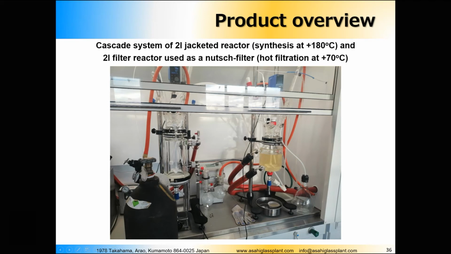So you'll have the receiver here, a 2-liter receiver, which is connected to the vacuum pump. When we apply the vacuum to the receiver, we will have the vacuum here, and due to the vacuum, when we open the bottom valve, the slurry will start to flow from the reactor straight to the filter reactor, and that's how we do the filtration.